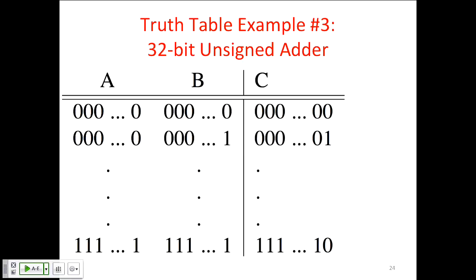Now, if you want to extend this, you could do a 32-bit adder this way, okay? So a 32-bit value for A, a 32-bit value for B. How many rows would you need in the table?